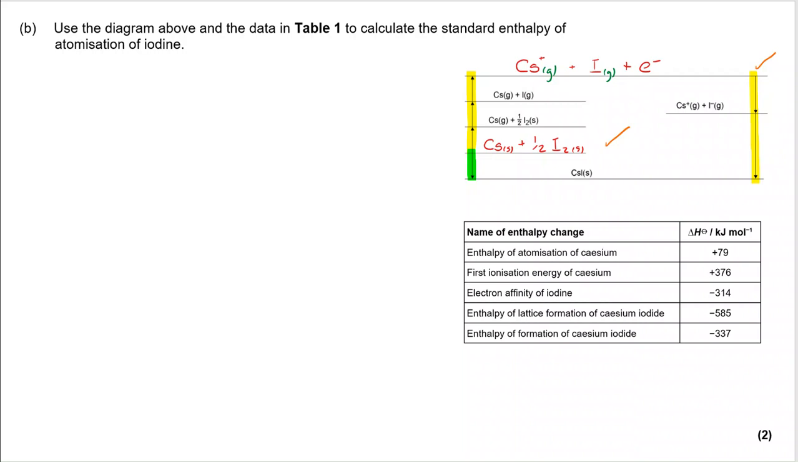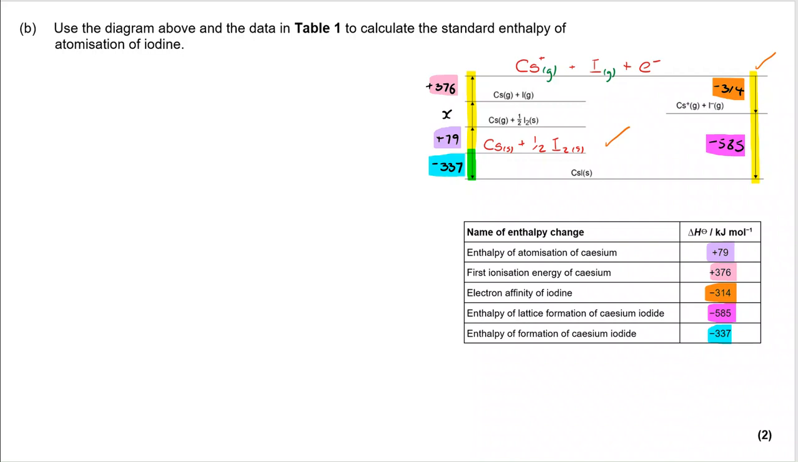What I can then do is start to put the figures in. So I'm going to color code these so you can see where they're coming from. And we can identify enthalpy of formation there, lattice formation. I've got my electron affinity of iodine included. I've got my first ionization energy of cesium included. And I've got my enthalpy of atomization of cesium. So we've got all arrows bar one, and it's this one that we're interested in. So what we can now do is calculate X.